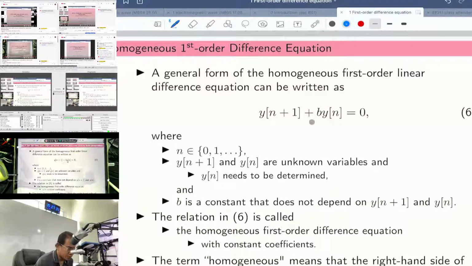There are two main terms. The first term is y_{n+1}. The second term is y_n, and they are called unknown variables. y_{n+1} and y_n are unknown variables, but what we need to know is only y_n. We want to find y_n. What is y_n from this expression? This is the problem in this topic. We are talking about the homogeneous first order difference equation.